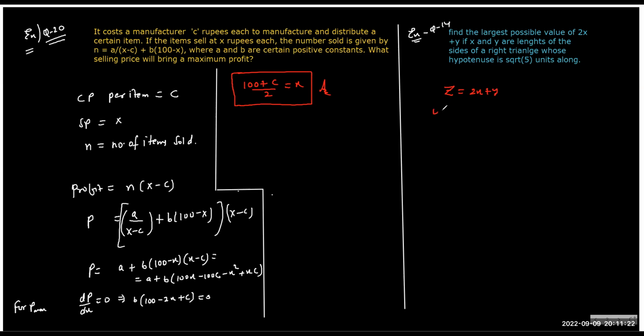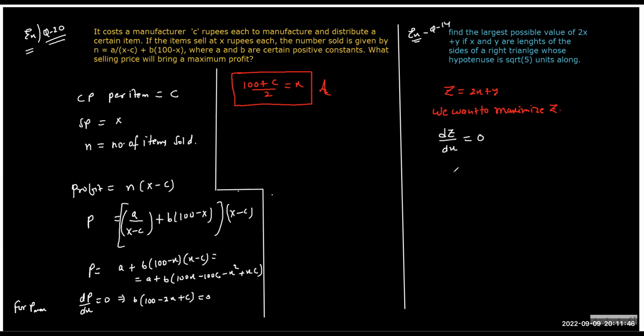So we want to maximize. Yes, sir. Even I got 5. Very good. So we want to maximize z. So what is the rule of maximization? The first derivative test says dz by dx must be equal to 0.